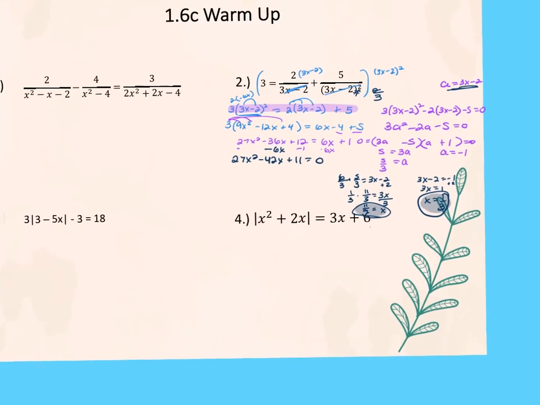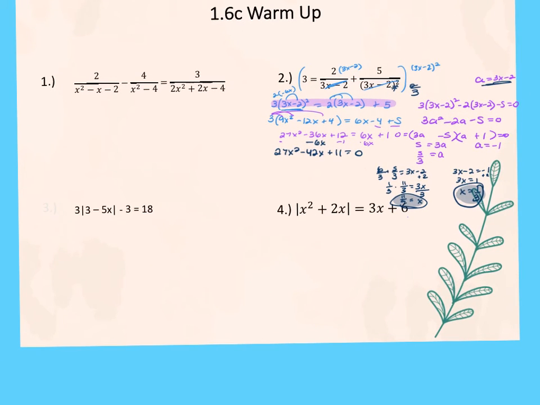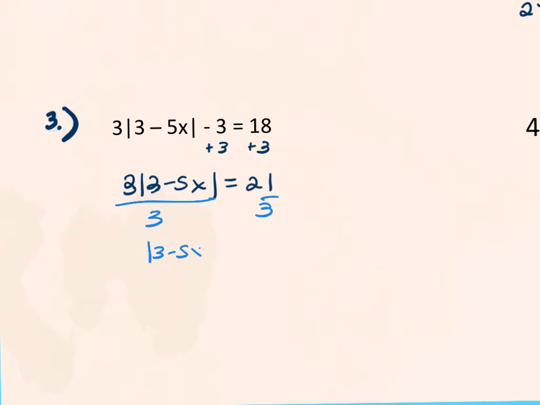Okay, then 3 and 4 are your absolute value ones. So the first thing I'm going to do for 3 is get it so that the absolute value is completely isolated on the left-hand side. So first thing I'm going to do is add the 3. That's a 3, 3 minus 5x. Then divide both sides by 3. And now I've isolated the absolute value.